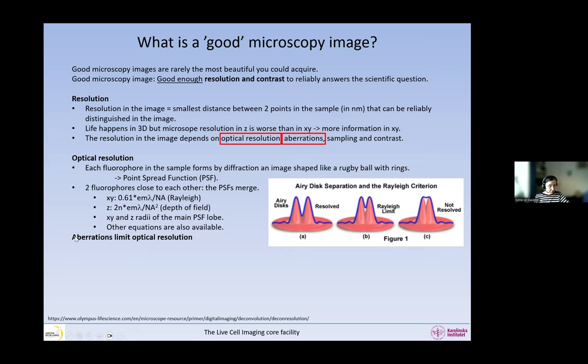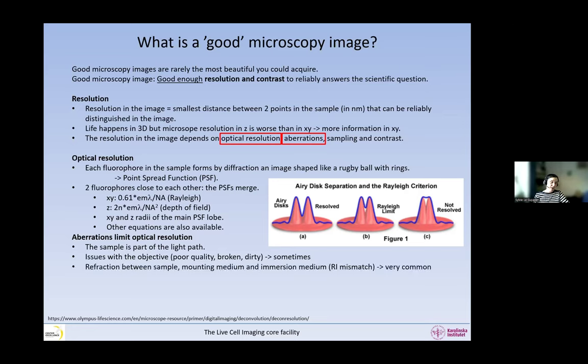The aberrations often limit the optical resolution. The sample is a part of the light path. And so also you could have issues with the objectives. It could be of a poor quality. It could be broken or it could be dirty, but that happens sometimes. Unfortunately, it does. But mostly it's refraction between the sample, the mounting medium, and the immersion medium of the objective.